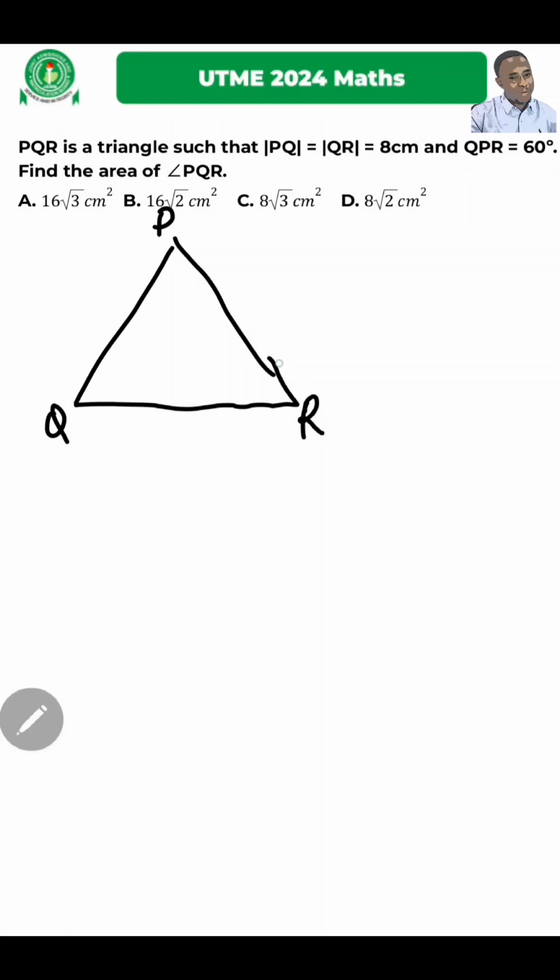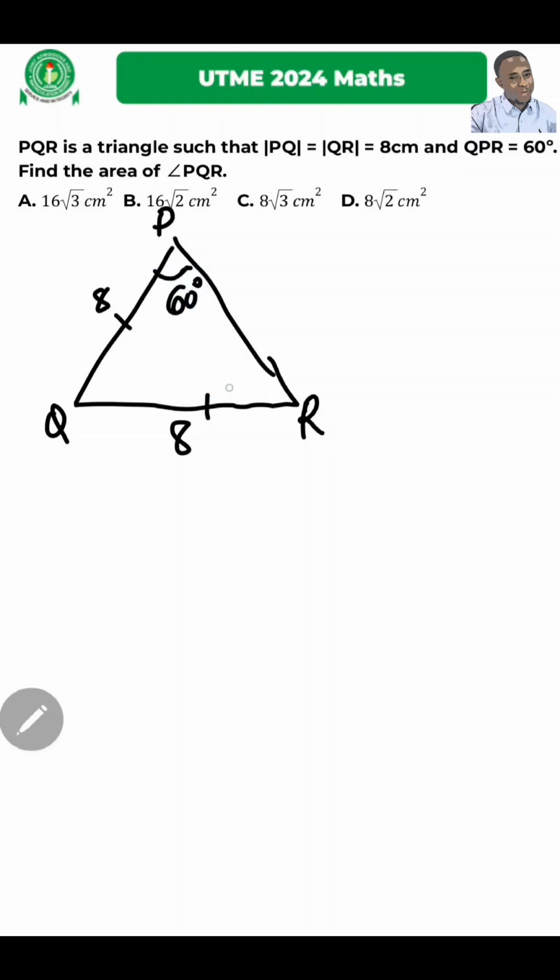Question 15. PQR is a triangle such that the length of PQ equals to the length of QR equals to 8 centimeters, and the angle QPR is 60 degrees. Find the area of triangle PQR. So quickly, I want to draw a sketch to show how my triangle looks. So I have PQR, this is P, this is Q, and this is R. PQ is 8, QR is 8, angle QPR, be careful, is 60.